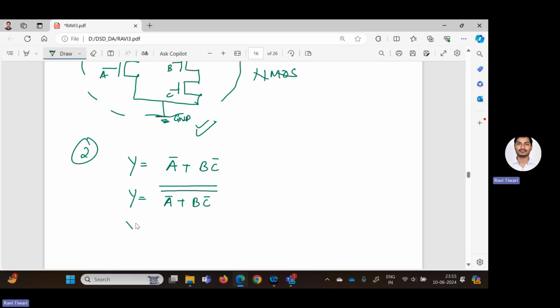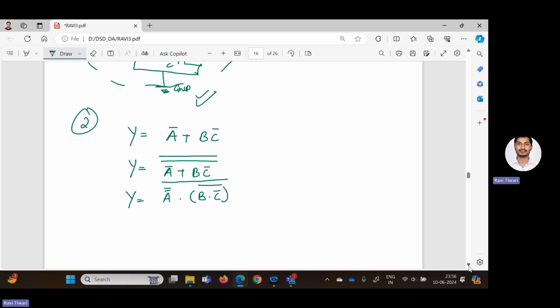Okay, so now Y, and you know De Morgan's theorem. So this is A bar double bar dot B dot C bar whole bar, and this bar was there. That means I included one bar inside it. Now A dot B plus C, and this is bar. So now I have the bar over it.